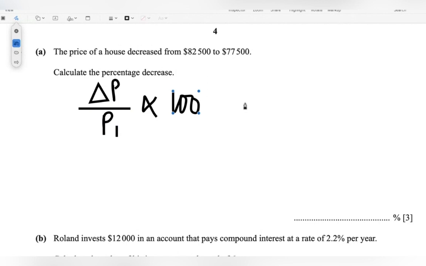What's the change in price? Change in price is equal to 82,500.